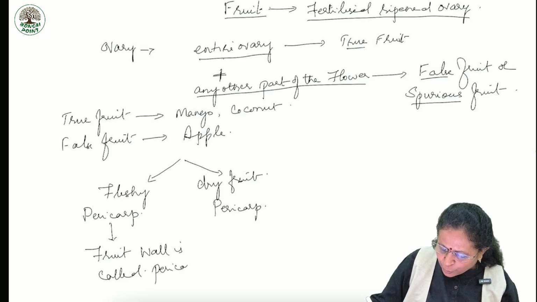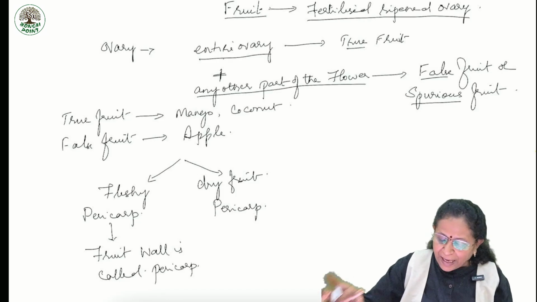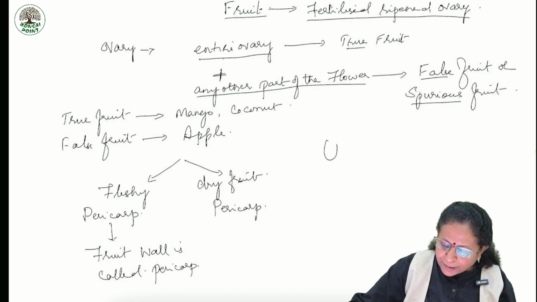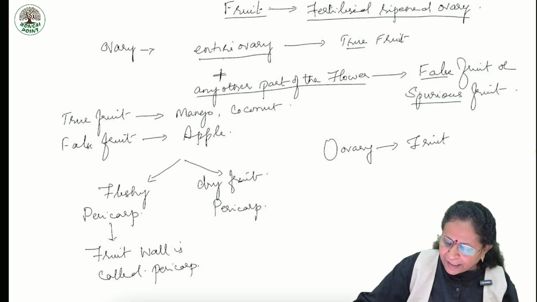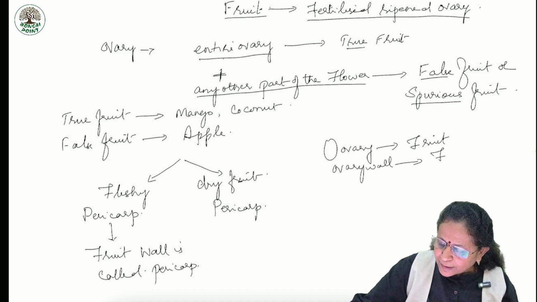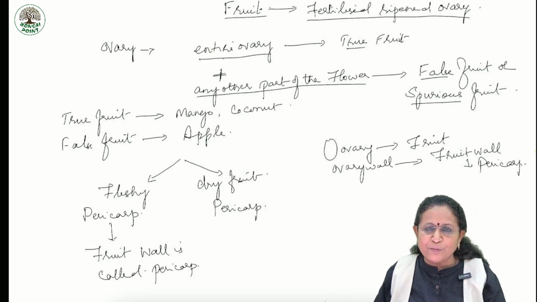Okay. Now, I told you during post-fertilization changes, number of changes I told you, and finally I told you ovary changes to fruit, isn't it? Ovary changes to fruit and ovary wall changes to fruit wall. This is otherwise called what? Pericarp. So, what is a pericarp? Fruit wall is said to be pericarp.